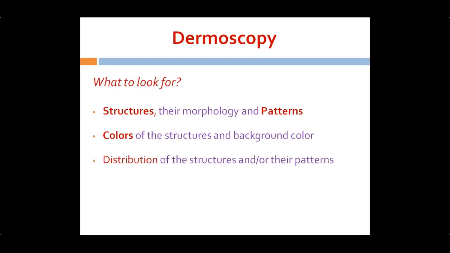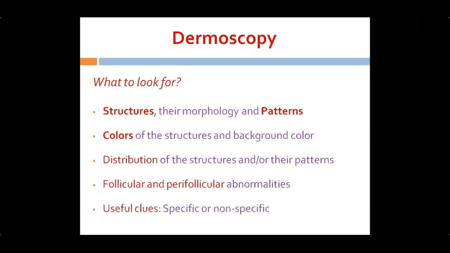Apart from these, we also look for the distribution of the structures and patterns, follicular and perifollicular abnormalities, and abnormalities associated with eccrine openings, and most importantly, certain useful clues will be seen in dermoscopy which help you to arrive at a diagnosis. These clues can be specific to a particular disease or non-specific, which can be seen in multiple diseases. So the three important things are structures, patterns, and colors. We'll discuss them one by one.